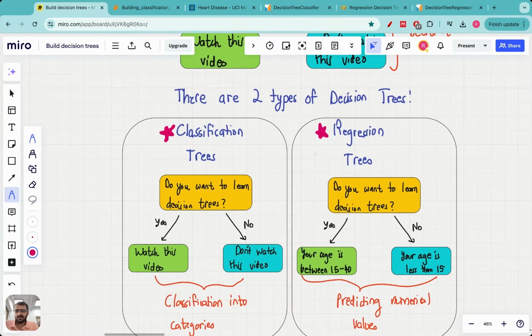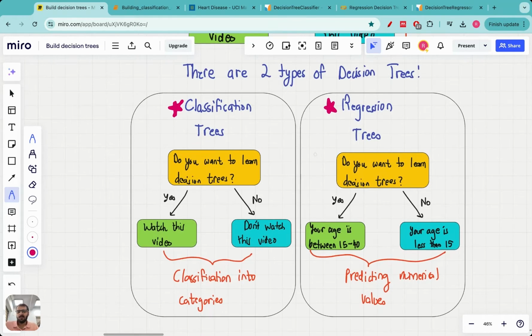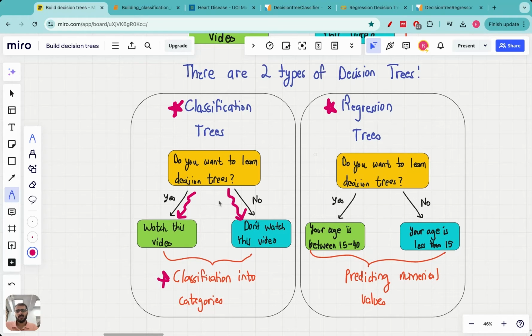If you look at the classification approach, basically the main purpose of the classification decision tree is to classify into categories. So, for example, the simplest question here can be, do you want to learn about decision trees? And then it can split into two branches. It can either split into the yes branch or a no branch. If yes, you can continue watching this video. If no, you can pause this video or not watch it. That's the simplest example of a classification tree.